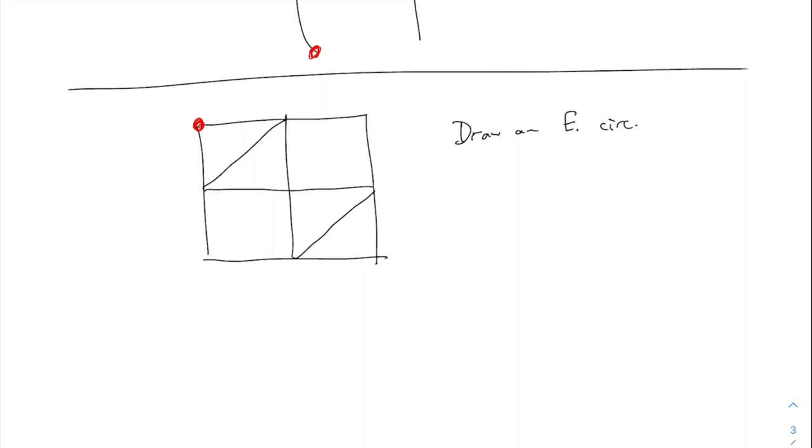Now this one I'm not going to keep on redrawing. I'm going to try and just do it all at once, although you have to keep in mind what you're doing in the back of your mind as you go. So from here, I have two choices. I can either go to the right or down. And really it doesn't matter because neither of those is a bridge. So let's just start off going to the right, I guess.